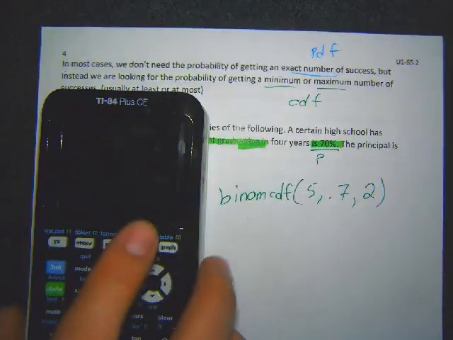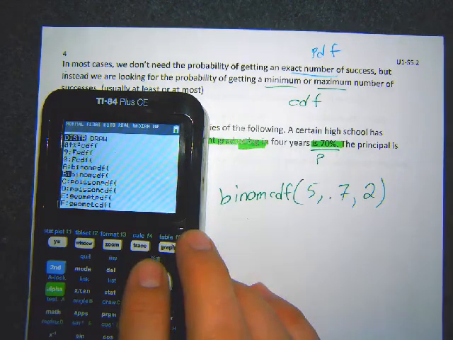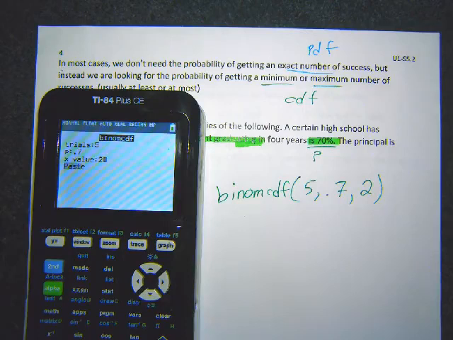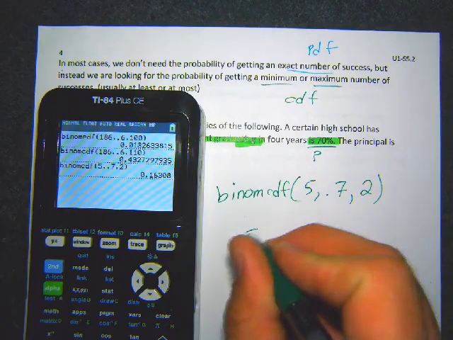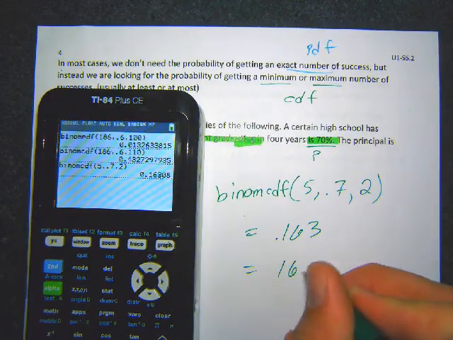Okay, so let's type that in and see what you get. Second, distribution, binomial CDF. We want number of trials 5 this time. Probability is 0.7, not negative 7, 0.7. And 2. Enter a couple of times, and there we go. Because we're doing CDF, this probability is actually getting bigger again. We're getting 0.163, which turns into 16.3%.